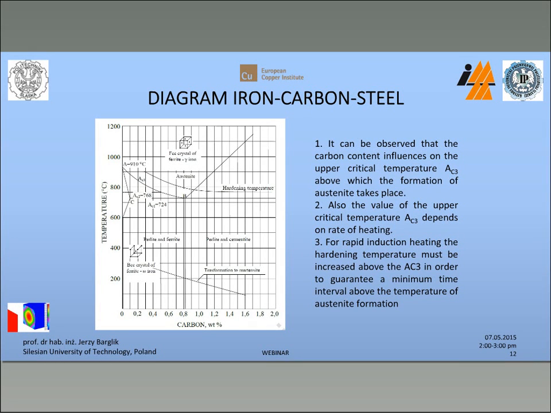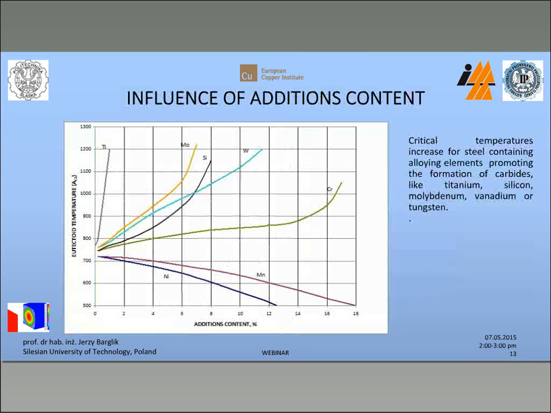Of course, there is some specific feature of this problem, because it is a very fast process, rapid induction heating, and the hardening temperature must be increased above the AC3 shown in the figure in order to guarantee a minimum time interval above the temperature of austenite formation. I will come back to the topic later. And you will also see here the influence of additional content on the critical temperature.